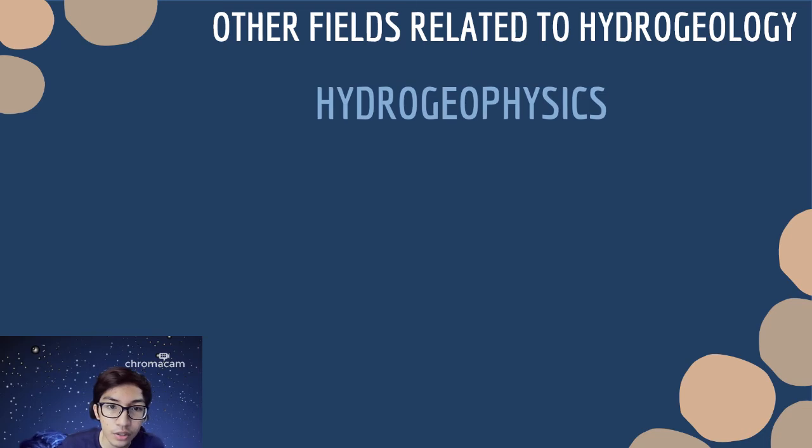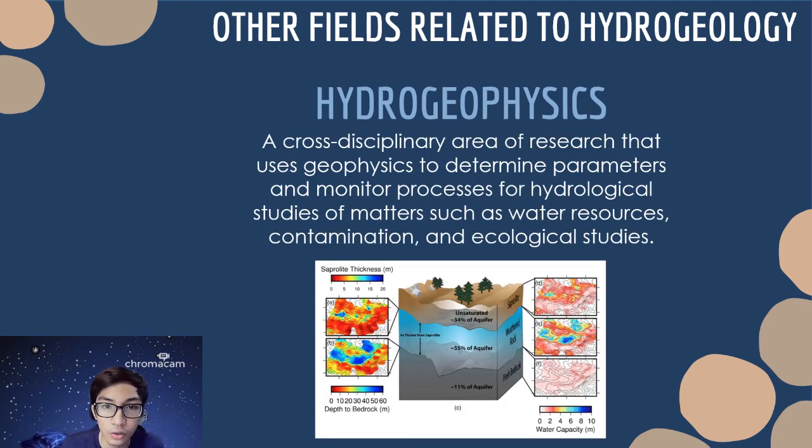Another field is hydrogeophysics. It is a cross-disciplinary area of research that uses geophysics to determine parameters like characteristics, measurements of limitations or boundaries, and to monitor processes for hydrological studies of matters such as water resources, contamination, and ecological studies. The field of hydrogeophysics focuses on the characterization of subsurface properties, groundwater flow, and transport processes using a variety of shallow geophysical methods.